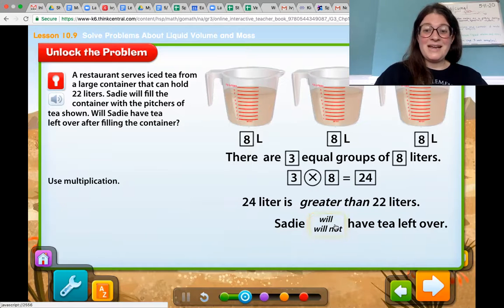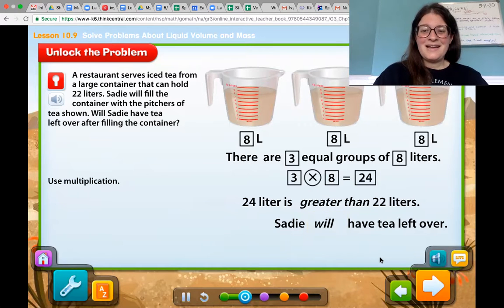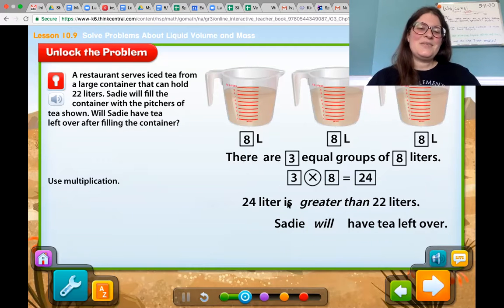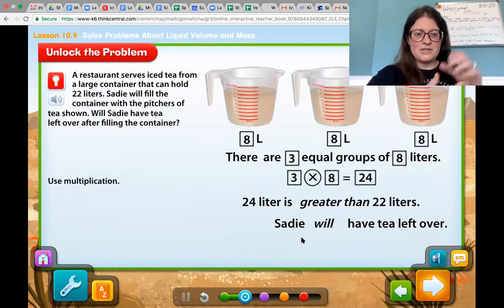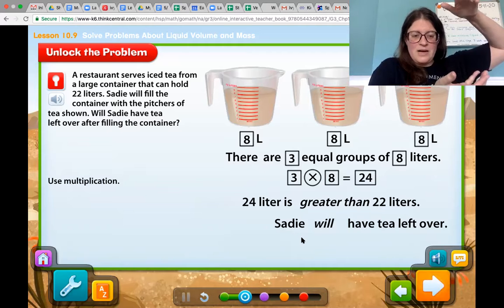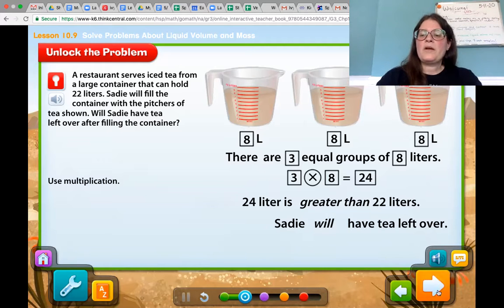Okay, are you ready? Yes, Sadie has more tea than can fit in the container. She will have tea left over. Did you get it? Because 24 was bigger than 22. She had a little bit left over. Do you know how much she had left over? 2 liters, just like that big bottle of pop we were talking about. Okay, now this is blinking, so it wants me to go on. I'm going to turn the page.